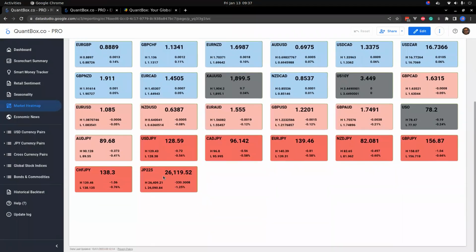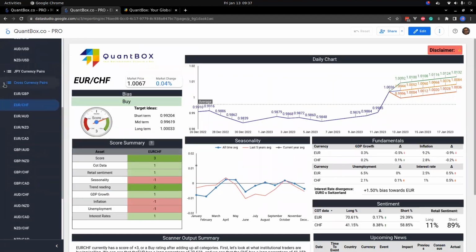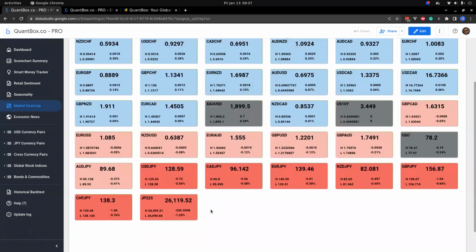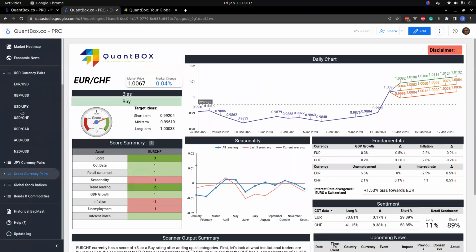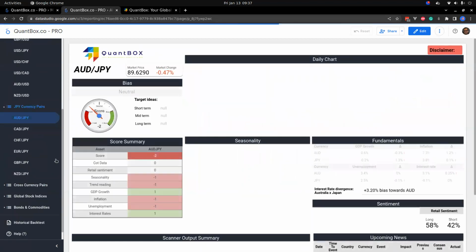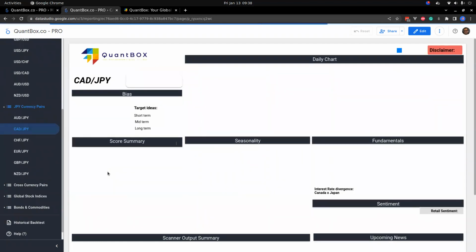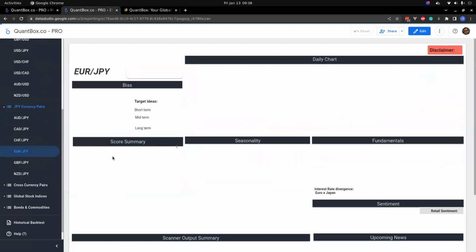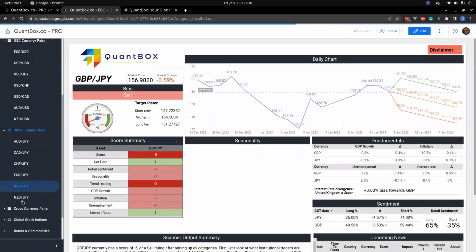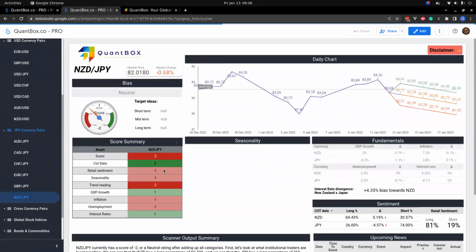All right, let's look at our yen pairs. All our yen pairs are down right now, and the Nikkei. Okay, so what we want to do is look at all our yen pairs together. You can definitely see something's going on with the Japanese yen because our Swissies are up, but our yens are down. Okay, definitely a Japan issue. So let's look at Aussie yen, neutral, CAD yen, sell, Euro yen, neutral, pound yen, sell, Kiwi yen, neutral.